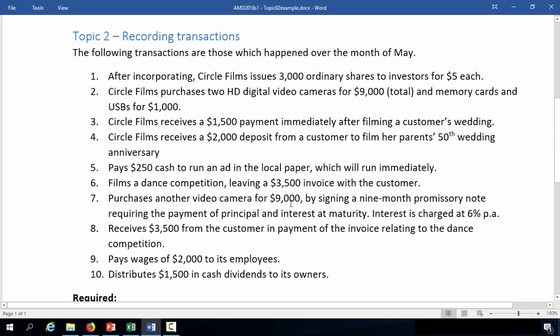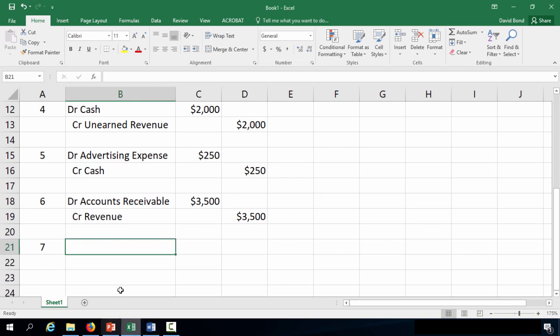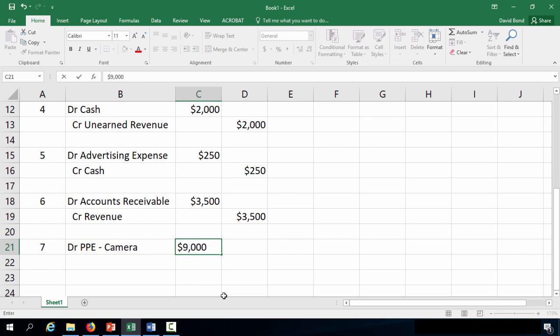Purchases another video camera for $9,000 by signing a 9-month promissory note requiring the payment of principal and interest at maturity. Interest is charged at 6% per annum. So debit PPE camera, $9,000. I'll come back to that actually. Credit note payable.